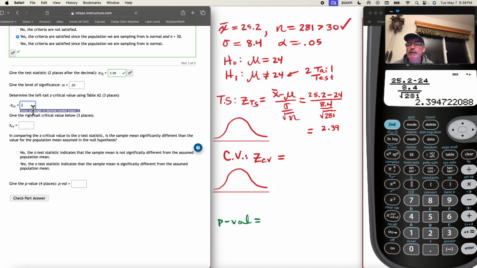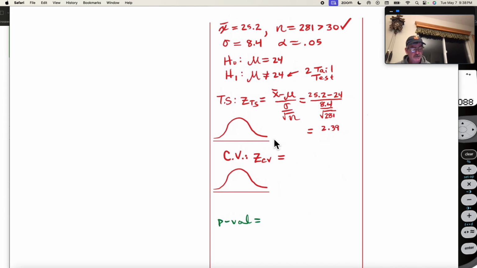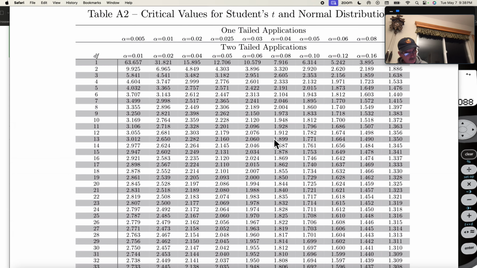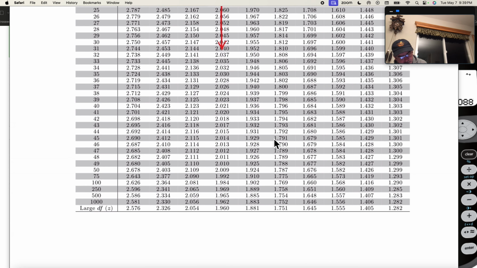Okay. And now this is a two-tailed test, so there's going to be a left tail and a right tail critical value. So we'll look those up with a 0.05 and two tails. So let's just pop over here to table A2. Okay, so again, our alpha is 0.05, but two tails right here, all the way down. And this is one we see a lot. It's 1.960. Okay, so I'll clean that up.